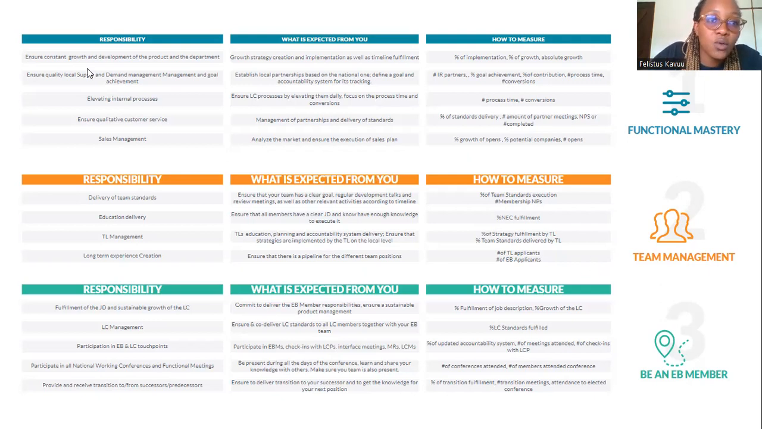Then the other is to ensure quality local supply and demand management and goal achievement. We've talked about goal achievement in terms of the realizations. So quality local supply is making sure that you are getting applicants on your projects. This could be in terms of creating IR partnerships so that you can improve the number of applications that you're getting. There's elevating internal processes. Internal processes is just like the process time: how much time does it take from when an EP applies to the time it takes for them to be accepted?